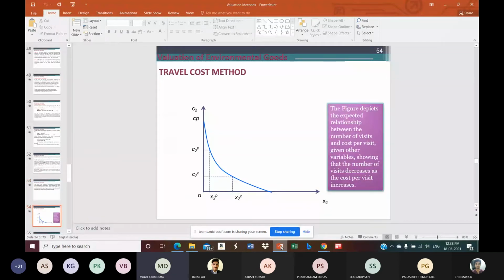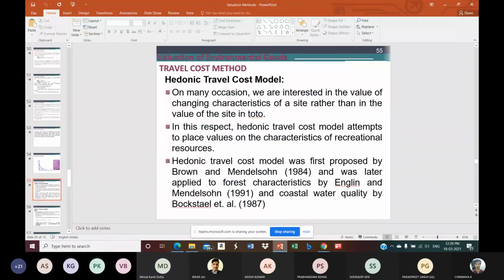This figure depicts the expected relationship between the number of visits and cost per visit, given other variables. Other variables are considered to remain constant. As the cost per visit increases, you see, C2 on the y-axis represents the access cost, and the x-axis represents the number of visits to this recreational site. So as you can see, this relationship is negative. As the cost increases, the number of visits goes down drastically. That is quite obvious. It's like a demand function for the sites.